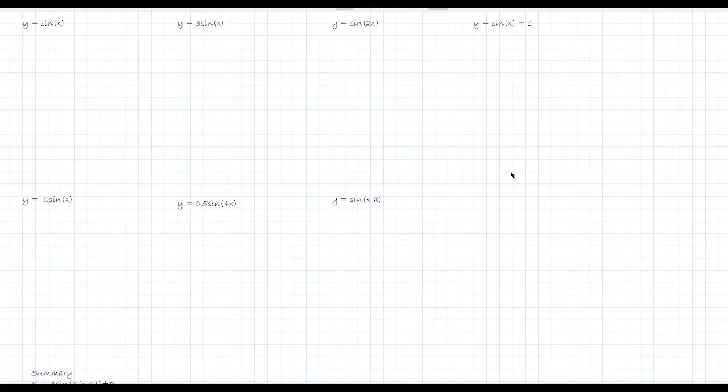Hey guys, let's look at how to plot sine functions and cosine functions in this video. So let's begin with y equals sine x. So we know that this has an amplitude of 1. It's really 1 times sine x. And a regular sine graph has a period of 2 pi. So remember, period tells us how long across the x-axis it takes for one curve to occur.